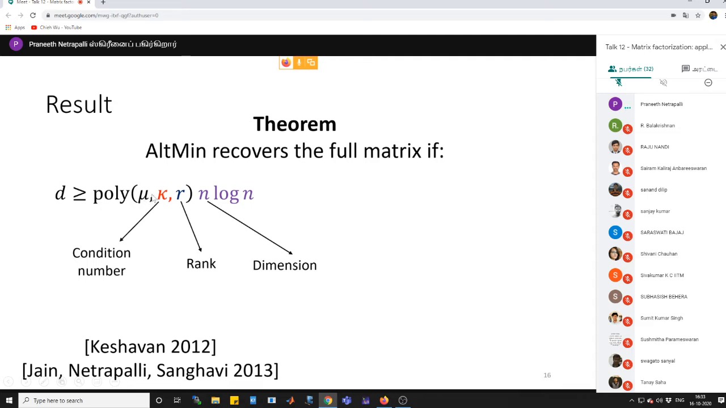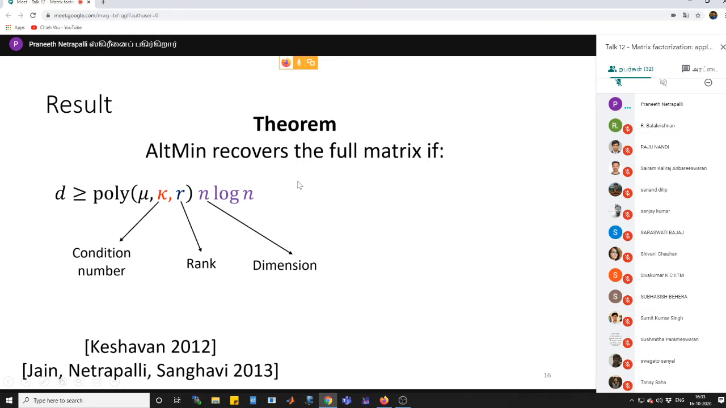Okay. So the main result is that once D is greater than a polynomial depending on the incoherence parameter, kappa, the condition number, which is the ratio of the largest to smallest singular value of the matrix, times R, which is rank, times n log n, where n is the larger dimension, then alternating minimization recovers the full matrix.